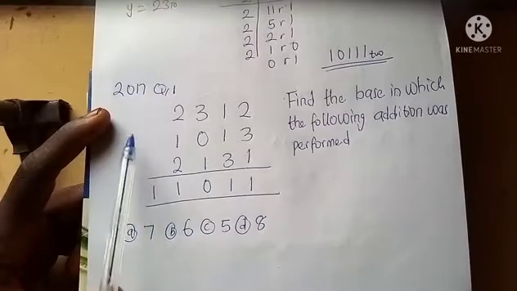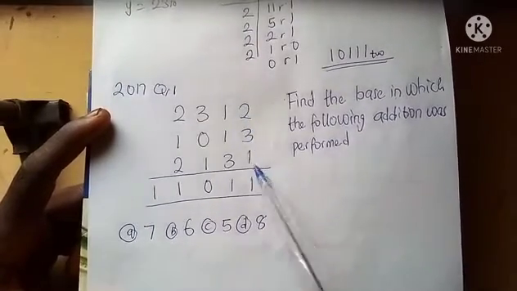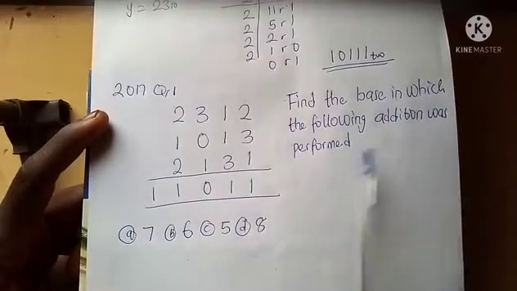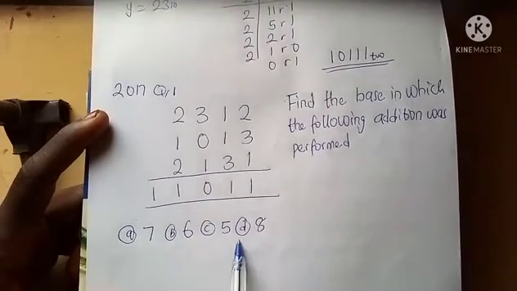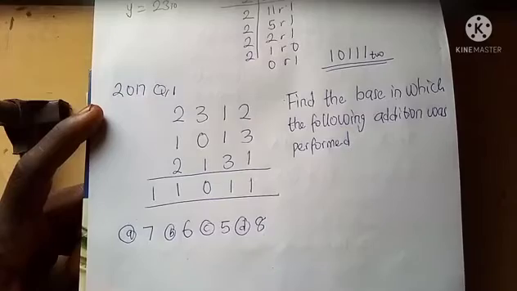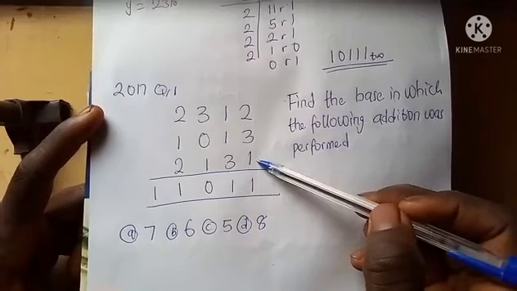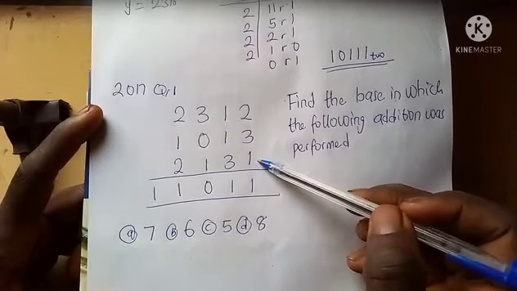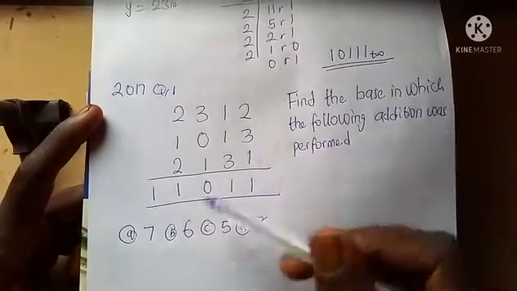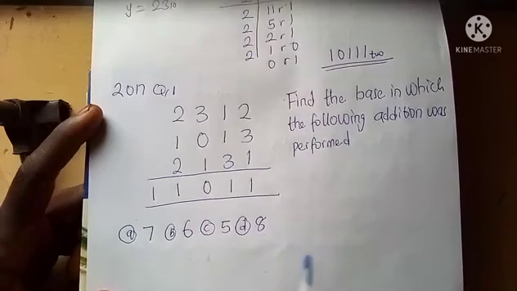This is another question given to us actually, 2017 question 1. So we are going to see it like this now. The question is find the base in which the following addition was performed, and the options were given to us also. So what we are going to do is very simple. 2 plus 3 plus 1, that's 6. So if it is in base 8, you can write 6. If it is in base 7, you can write 6. That shows it's not in base 7 and base 8.